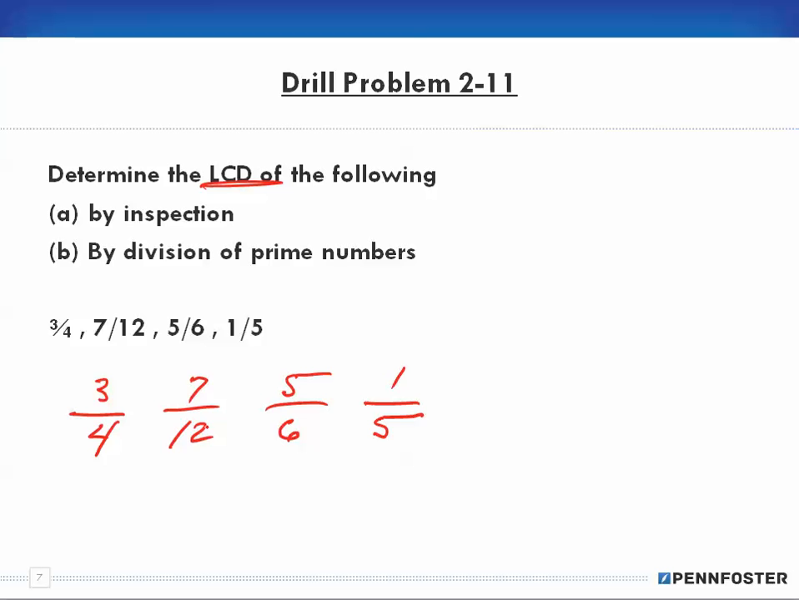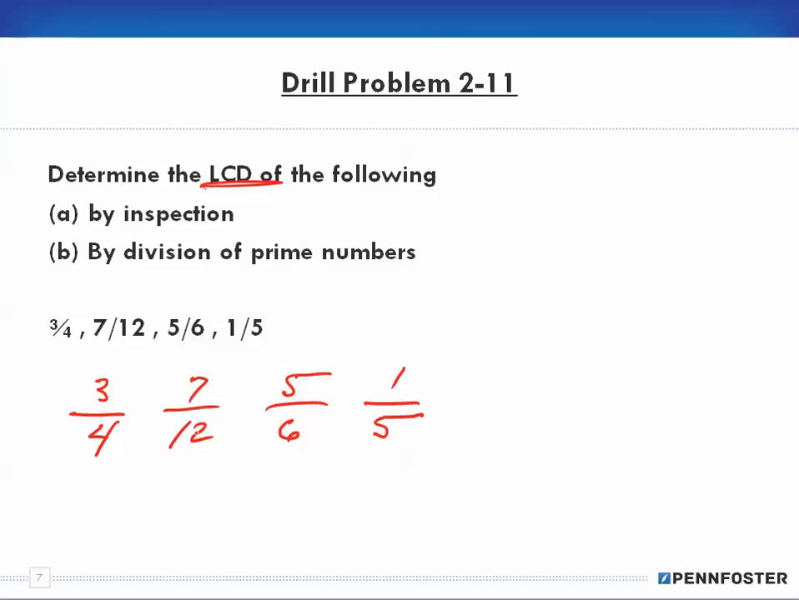Okay, and if they can, good. If not, well, you'll see what happens. So 4 can go into 12 3 times, so I know that 12 is still good as the least common denominator. 6 can go into 12 2 times, so I know 12 is still a good common denominator. But 5 doesn't go into 12. Okay, so now my issue becomes, well, if 12 is no longer the least common denominator, what is?